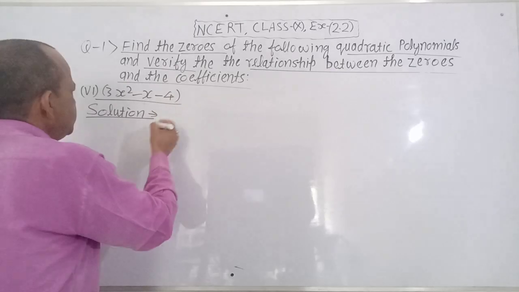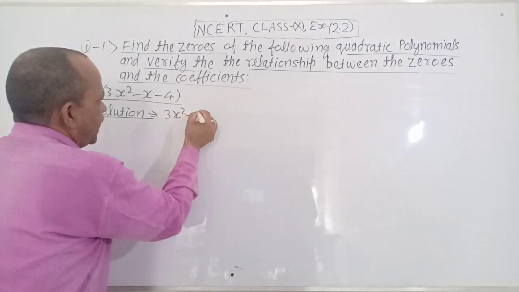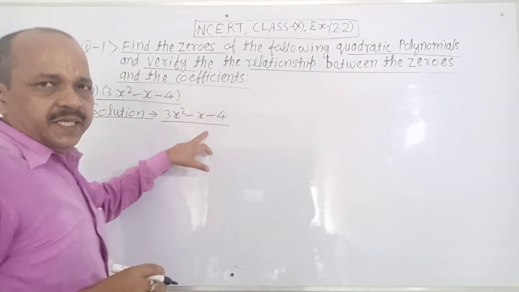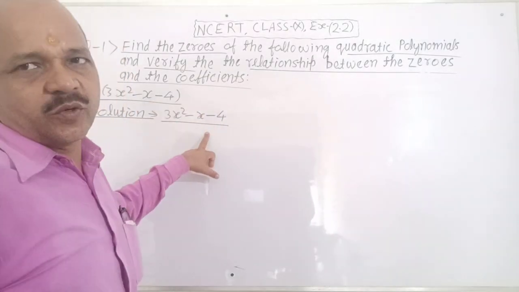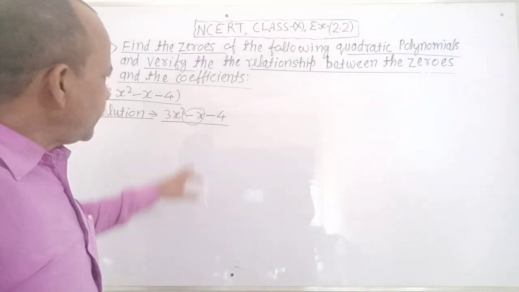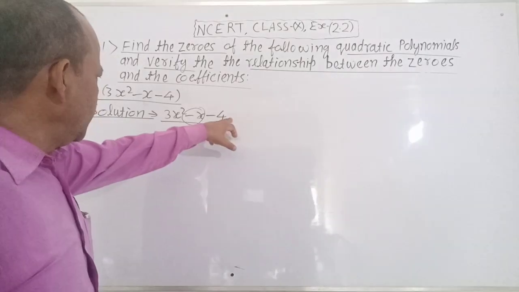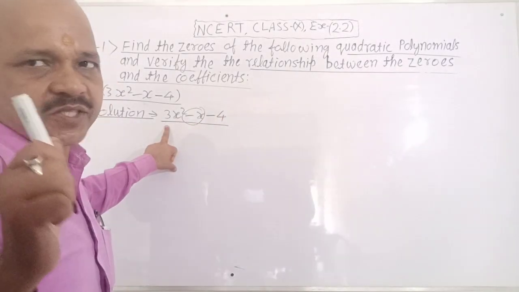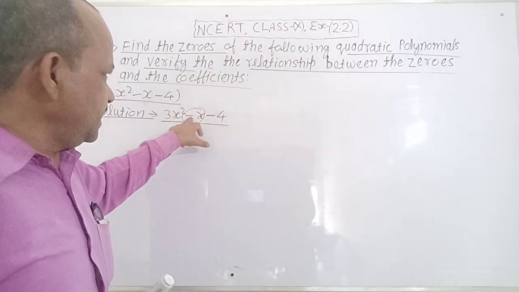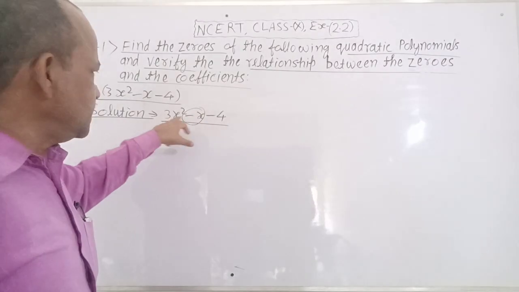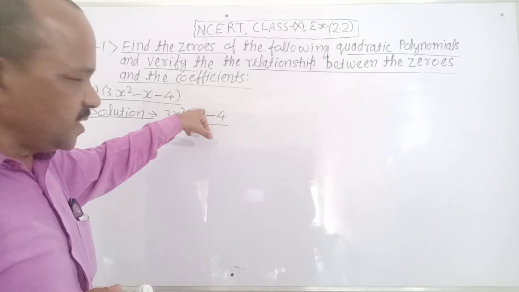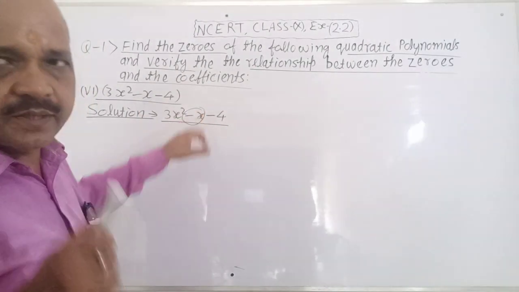See the board. 3x square minus x minus 4. It is the given quadratic polynomial. Here minus x is the middle term. Here 4 and here 3. It is clear? Minus 4 is the constant term. Minus sign is operation. x is variable. Here x, its power is 1. It means its degree is 1.